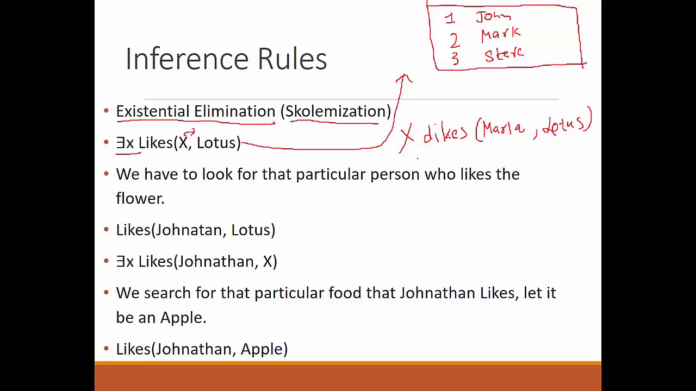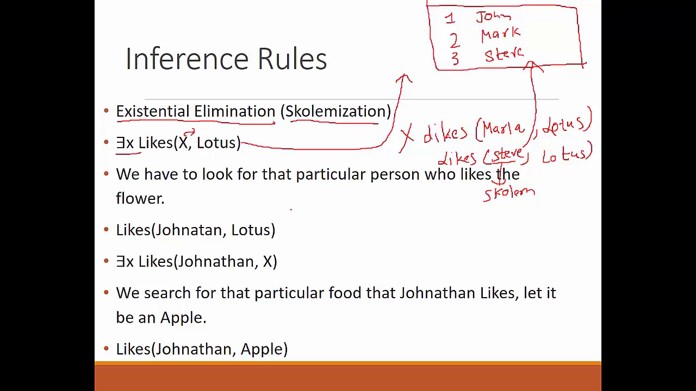But if someone comes and says that Steve likes lotus, then the existential quantifier gets eliminated, because it is in our knowledge that Steve is a person who likes lotus. This kind of constant, which helps us in eliminating the existential quantifier, is called a Skolem constant. So this process of existential elimination is called Skolemization.